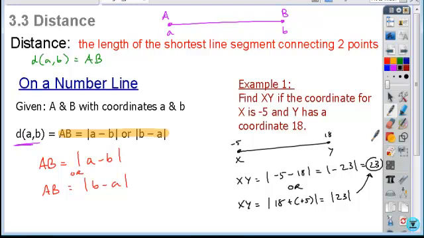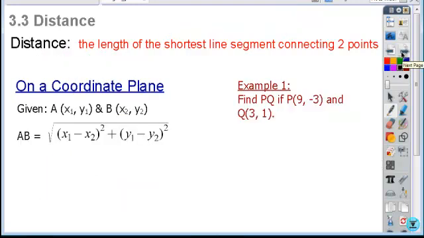All right, the second way that you're going to be asked to measure distance is on a coordinate plane. In a coordinate plane, distance is still defined in the same way, but a coordinate plane is going to be an equation that you need to be aware of. The equation is the distance between 2 points is the square root of the difference of their x-coordinates squared plus the difference of their y-coordinates squared.